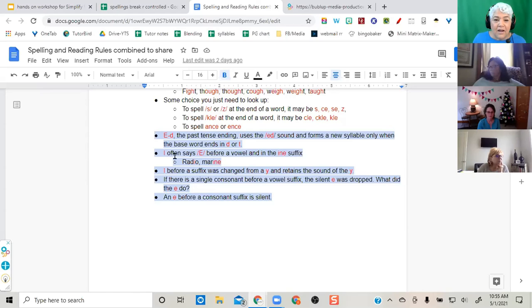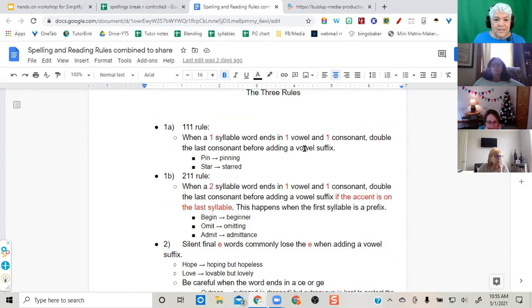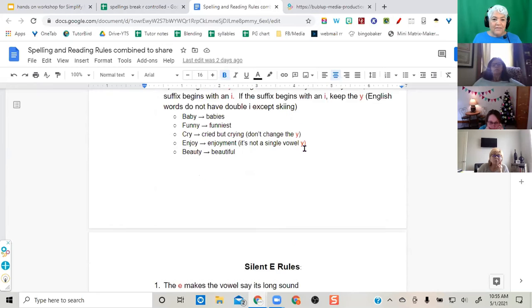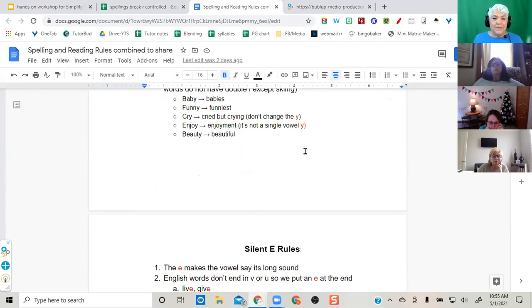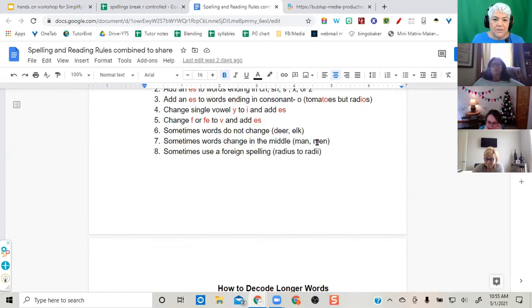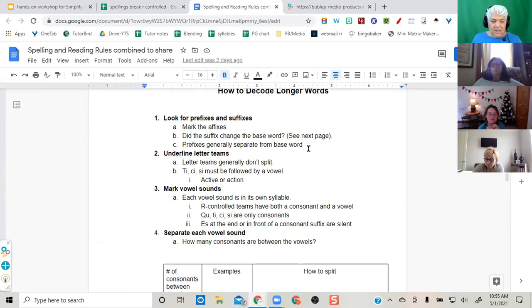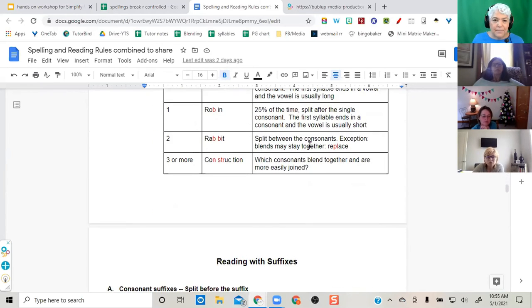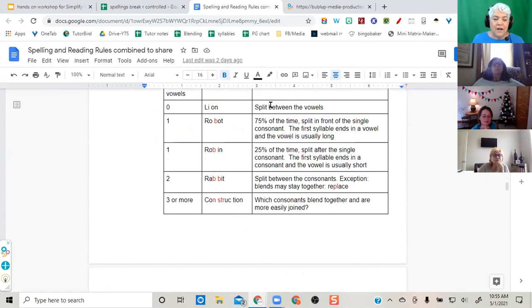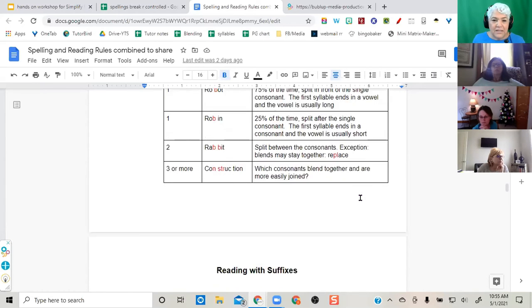I often says E before a vowel, like radio and marine, and in the INE ending. There are spelling and reading rules here. You can have them. And if any of them are not clear, I'm sure you know all of them, but it's just, you know, thinking of how they work together. Silent E rules, plural rules, and here's that sheet on how to decode longer words with the steps. This is the visual of how it's done most times, not the way I simplify those two sections, but the way it's done most of the time.